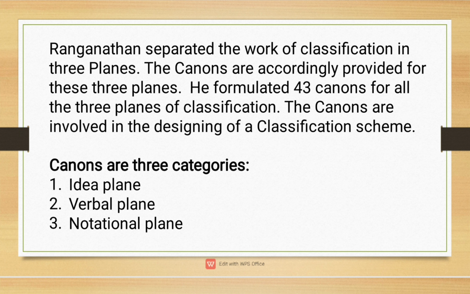Ranganathan separated the work of classification into three planes. The canons are accordingly provided for these three planes. He formulated 43 canons for all the three planes of classification. The canons are involved in the designing of a classification scheme. Canons are of three categories: idea plane, verbal plane, notational plane.